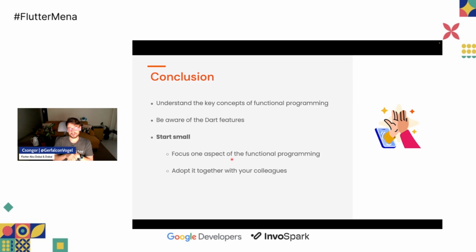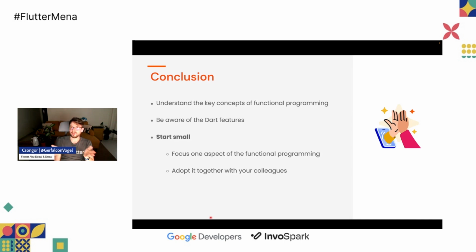But my last advice for all of you is to start small. Try to focus on one aspect of functional programming at a time. Try to specify a goal for yourself for next week: that next week, I will ensure that in my state management implementations, I won't randomly mutate my inner state. I will use copyWith functions and others.